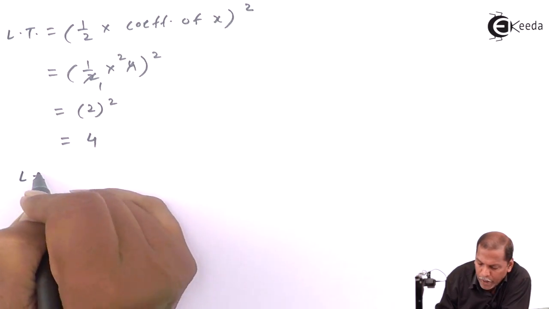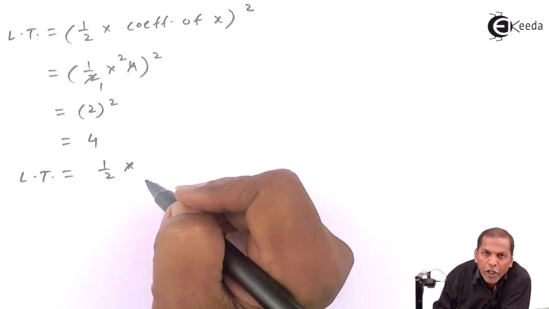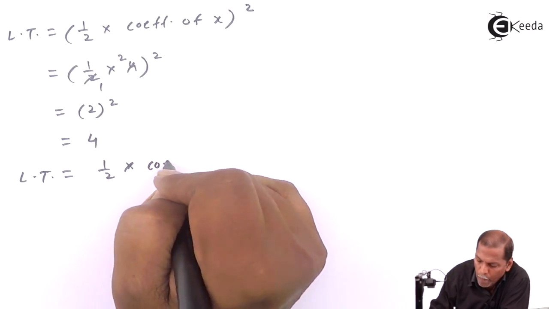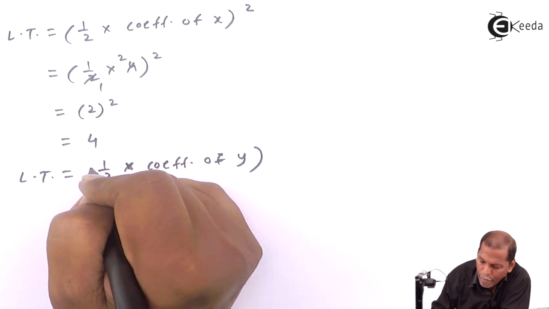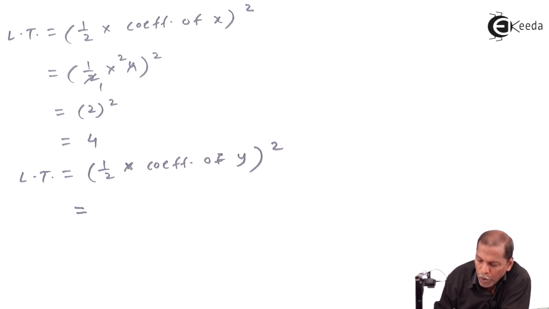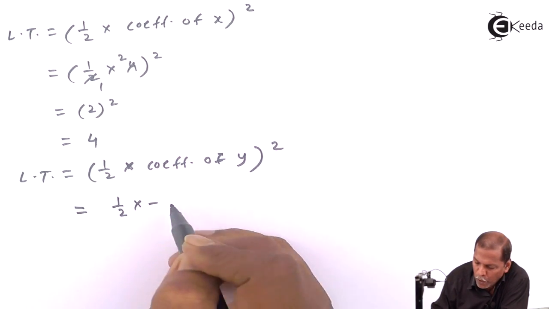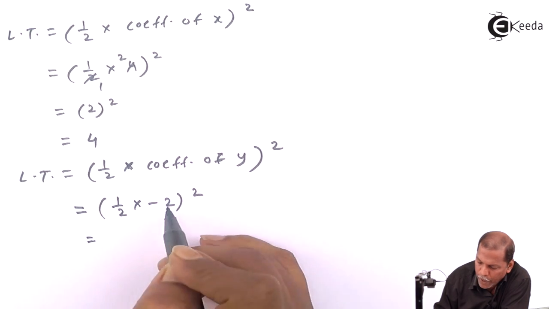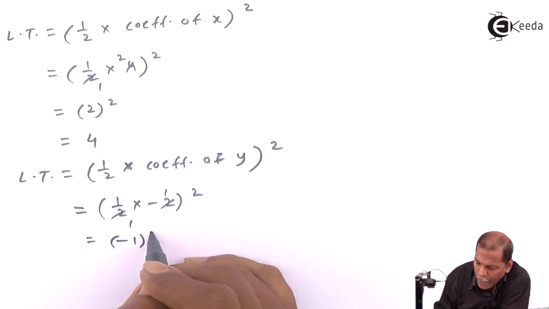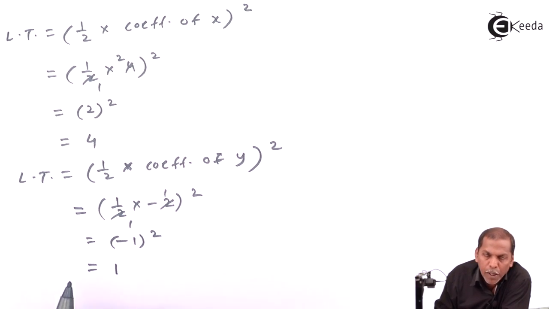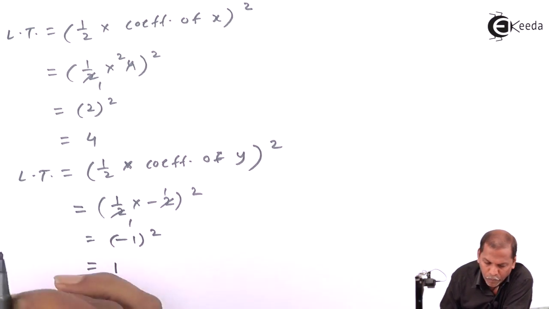Now for the second bracket, LT is equal to 1 by 2 into (coefficient of y) the whole square. Now coefficient of y is minus 2. So 1 by 2 into (minus 2) the whole square. We cancel 2 from numerator and denominator, so we are left with (minus 1) the whole square, and that gives us plus 1. So this is the required LT for the second bracket.